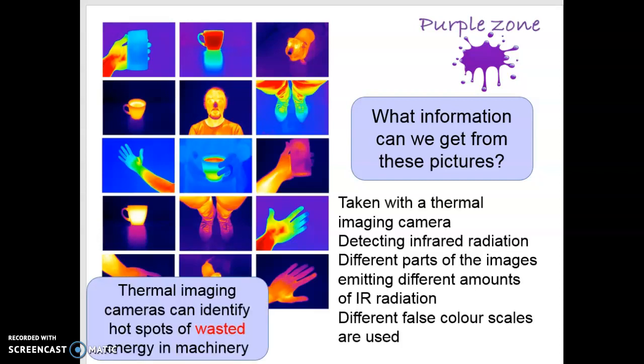Okay then, so these have been taken with a thermal imaging camera. They detect infrared radiation, and the images are different colours here because the scale has been set up using a false colour scale, and different colours on these images mean that there's different amounts of radiation being given off. So here you are, this cute little dachshund here, one of Mrs. Staber's favourites no doubt, and his nose is giving off different amounts of infrared radiation from the rest of his body. So thermal imaging cameras can identify hotspots of wasted energy in machinery, and sometimes that can be due to a fault. So they can be used to identify faults in machinery.